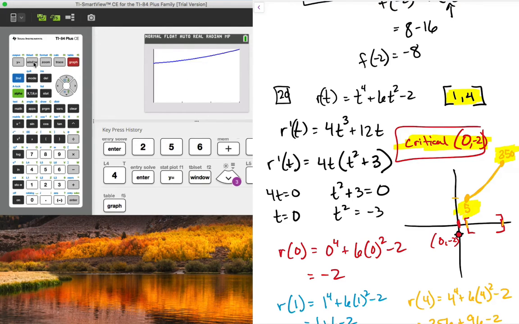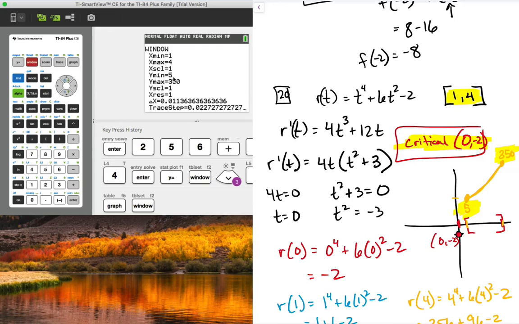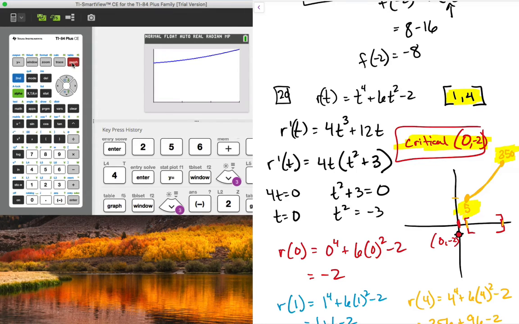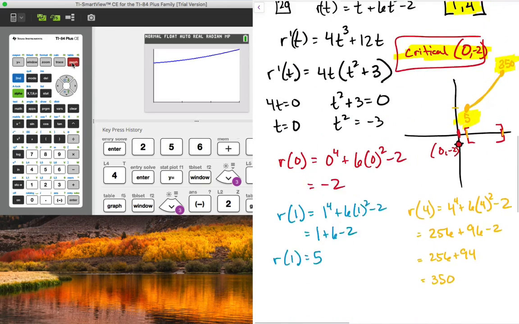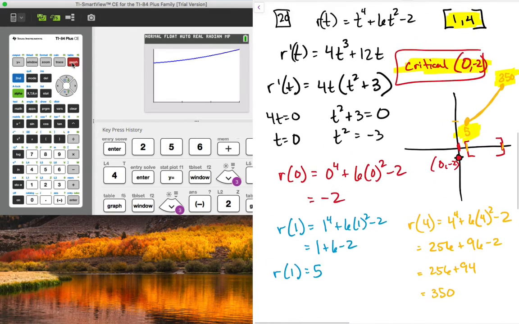Okay, so in fact, let me change my window a little bit. Let me go back to what I had earlier, negative 2 as my y minimum, because that'll give me an even, yeah, it's still the same. So it has that kind of exponential look to it. So at 1 it's 5, and then at 4 it's 350, so it goes off the scale quite a bit. And so hopefully this video helped in solving these problems.